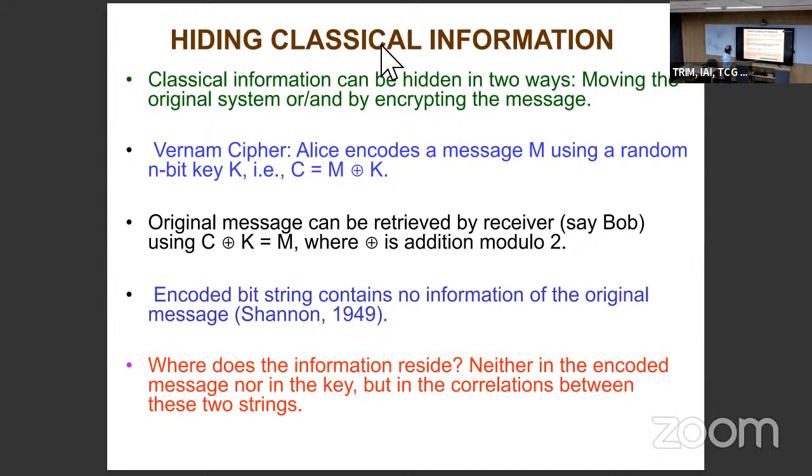So if you look at this simple example, you realize, as realized by Shannon himself in 1949, that the encoded bit string contains no information of the original message. So you can ask the question, where does the information reside? It is neither in the encoded message nor in the key, but in the correlation between the two strings. So this is a great insight. Now you can ask the question, does this analogy hold in quantum information? If you want to generalize this notion to the quantum domain, is it possible? The answer is no.